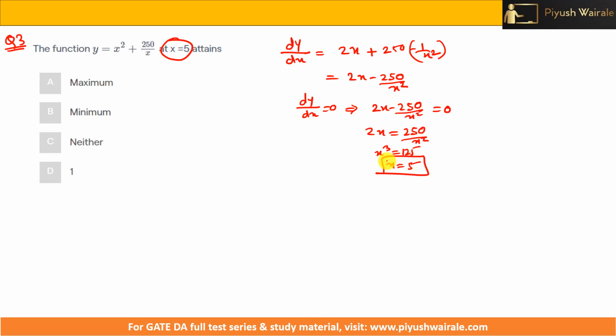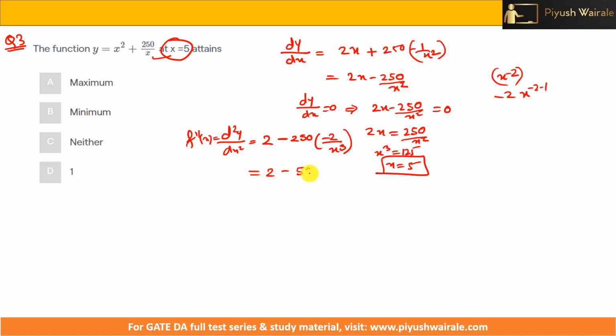So here we have x equals to 5 and the question is what the function y at x equals to 5 attains. So it means we need to differentiate this 2 times. So d2y by dx square, or we can say f double dash of x equals to, just differentiate this again. So the derivative of 2x will be 2 only, minus the derivative of this 250 by x square. So 250, the derivative of x to the power minus 2 will be minus 2 into x to the power minus 2 minus 1, that is minus 3. So minus 2 into x to the power minus 3, right? So if I just simplify this, 2 minus 500, sorry, plus 500 by x cube.